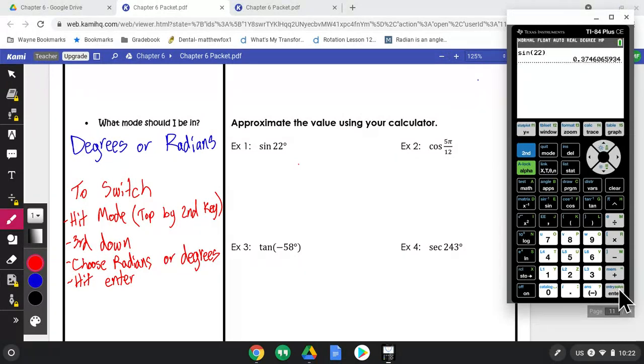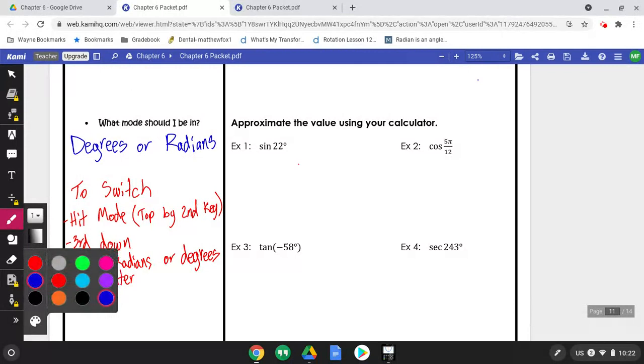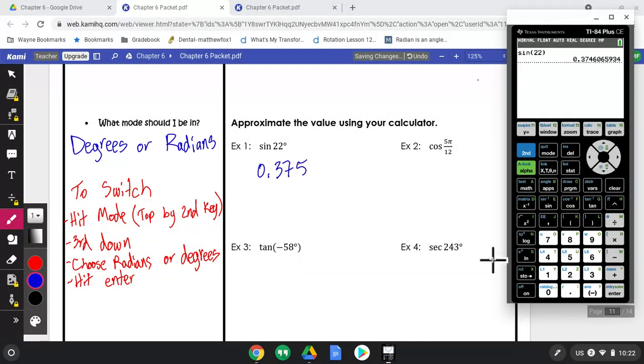Now, I forgot to mention this. Let's go 3 decimal places. Okay, so the thousandths. Okay, so in our case here, we have 0.375 when we round it. Okay, as you can see, it was 0.3746. So 0.375. Okay. Now, we're going to skip 2 because that's a radian.